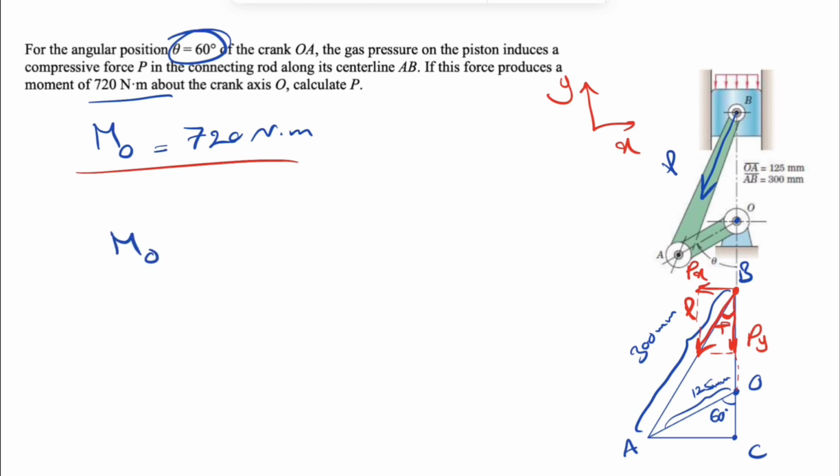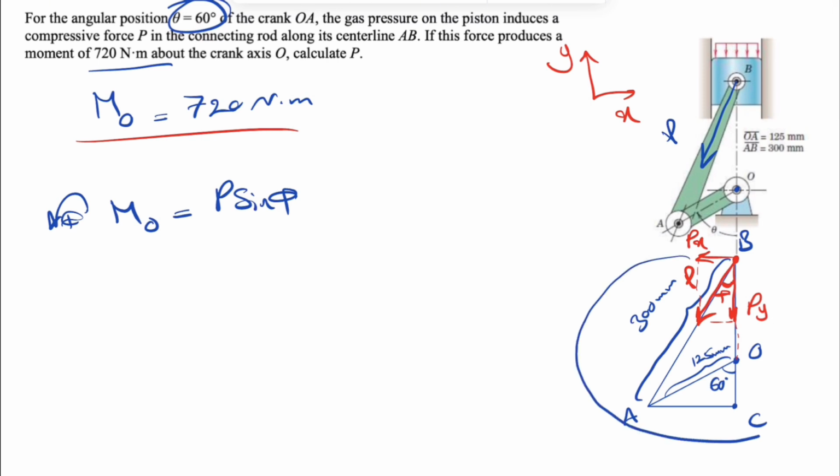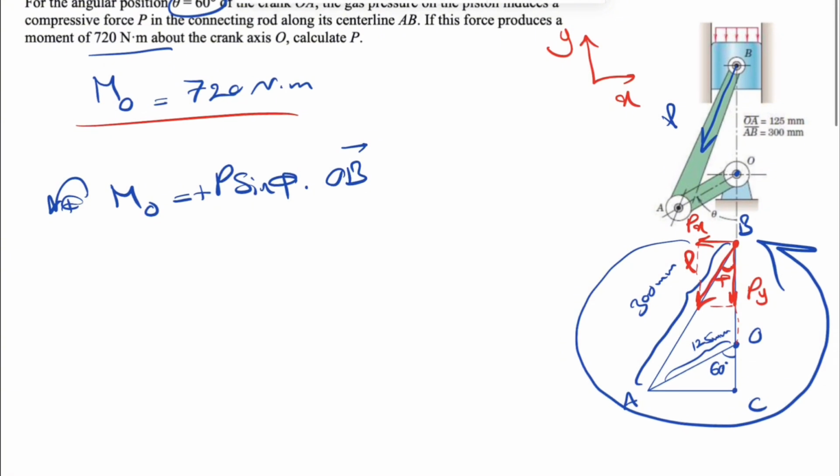For finding the moment about point O, we're going to call counterclockwise positive as always. We're going to have the moment of Px, which will be P sine of phi, and the moment will be counterclockwise about point O. So it will be positive because we assume counterclockwise positive. This will be our force, and we also need the distance of O to B. So we need to figure out two things: first, the angle phi, and second, the OB.